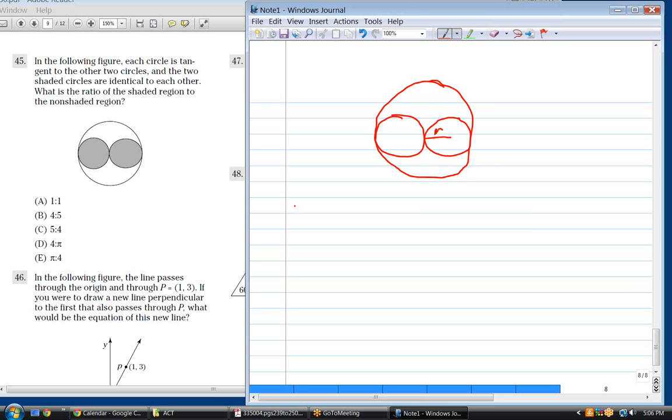So what is the area of the two circles, which is the shaded region? Let's call it that. What's the area of the shaded region? Wouldn't it just be A equals pi r squared if we're just leaving r? There's two of them, so 2 pi r squared, right? Oh yeah, true.